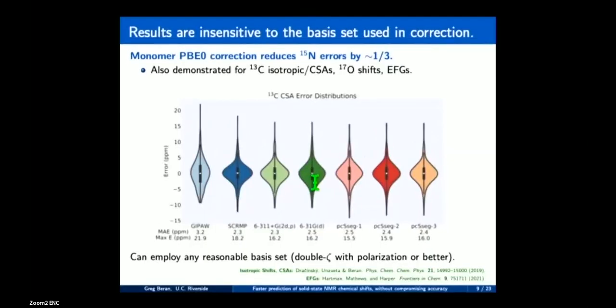Here's a little more data. These are carbon CSA data, it's a little blurry, sorry. And it's basically telling the same story. You can see, again, the hybrid functional gives a much more sharply peaked error distribution than the GGA PBE, and you can achieve that same quality result by using the monomer correction approach. And it's, again, independent of basis set, effectively.